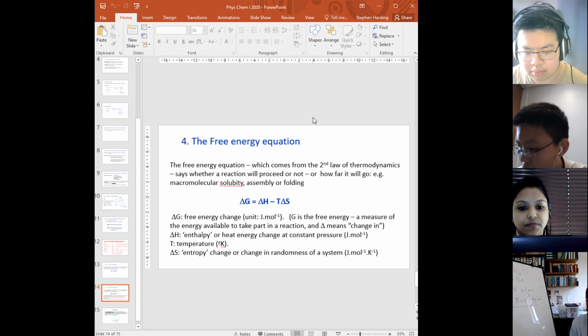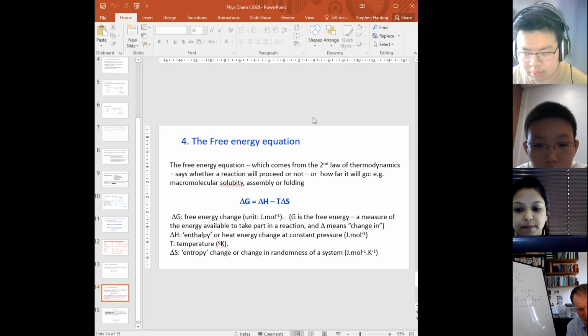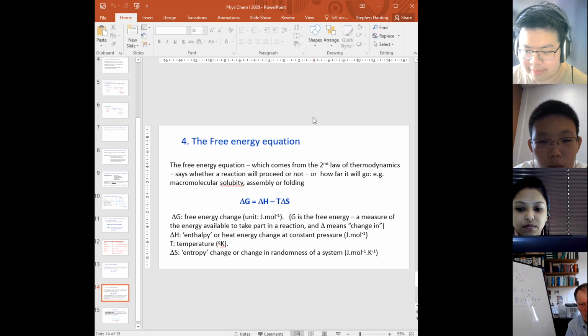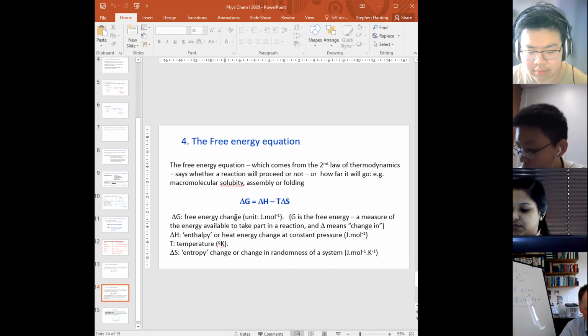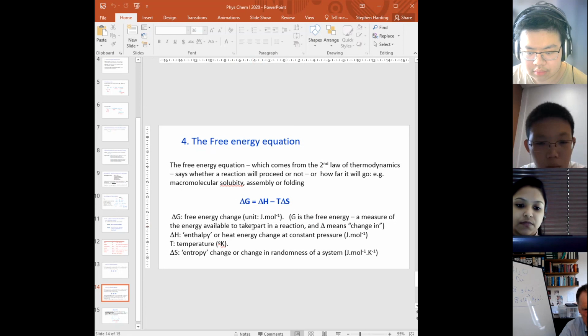change in G. And by free energy, we don't mean the nuclear energy in the molecule, the atoms and things. We're not involved in any nuclear reactions here. We're just involved with reactions between molecules or involving molecules, whether they fold or stay apart, or whether they dissolve or don't dissolve, or they interact or don't interact. It's the measure of the energy available to take part in a reaction.